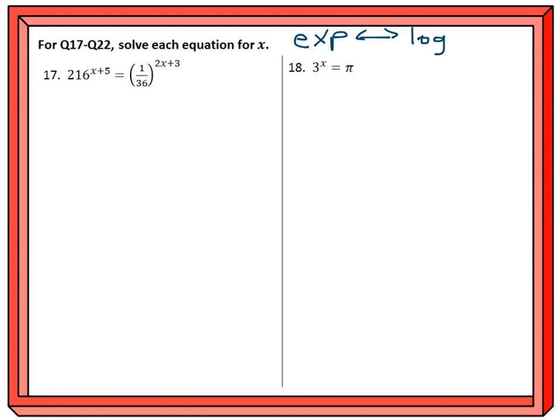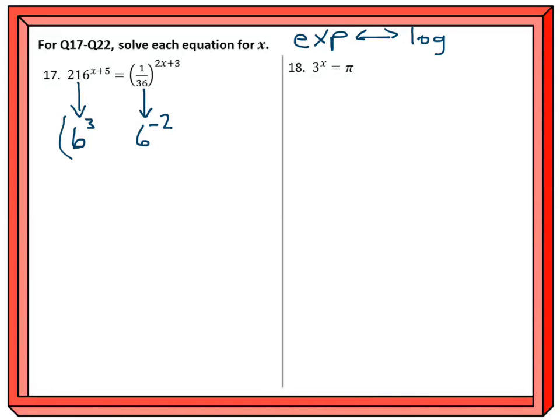we have 216 to the x plus 5 is equal to 1 over 36 to the 2x plus 3. They have different bases, but they can be rewritten as the same base. They're powers of 6. So, for example, 216 is 6 to the third. And to get 36, it's squared, but if I want 1 over 36, this is going to be 6 to the negative 2 power.